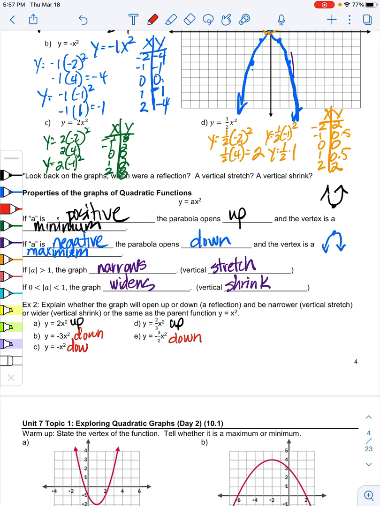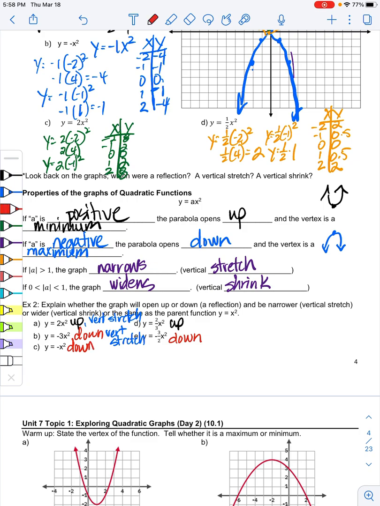Then the other thing we can look at is whether it widens or shrinks. Excuse me, widens, which is a shrink, or narrows, which is a stretch. So this 2 is greater than 1, so it's a vertical stretch. The 3 is bigger than 1. Again, you're not looking at the negative, you're just looking at the number. So this is also a vertical stretch. And since the 3 is bigger than the 2, it's actually going to be skinnier. The bigger the number over 1, the skinnier it gets.